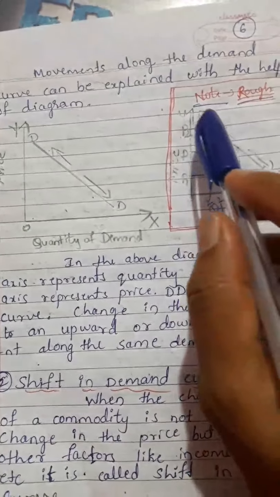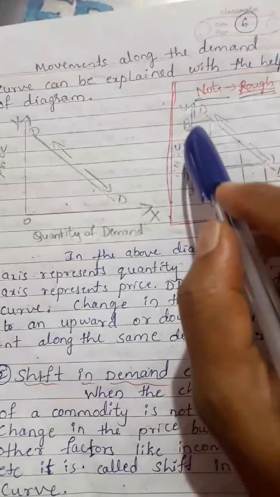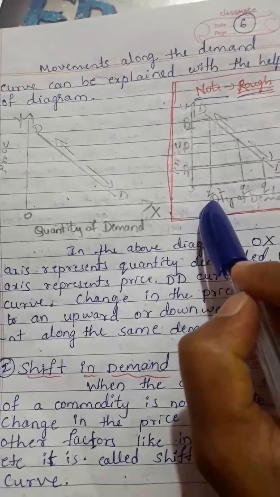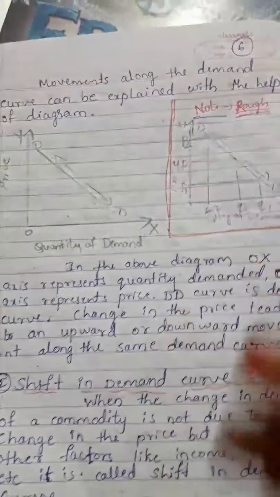And when the price increases from P to P2, the quantity will be Q2. It means this is a decrease in the quantity. When the prices are higher, the quantity will decrease. When the price decreases, the quantity will increase.